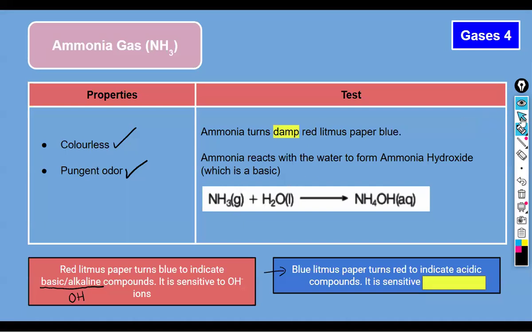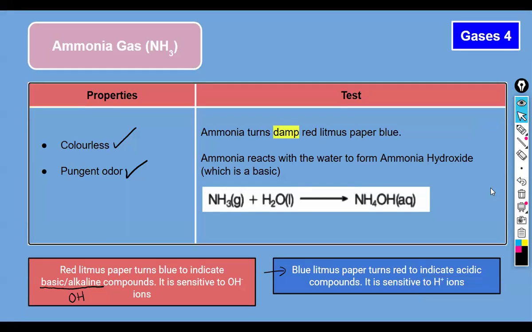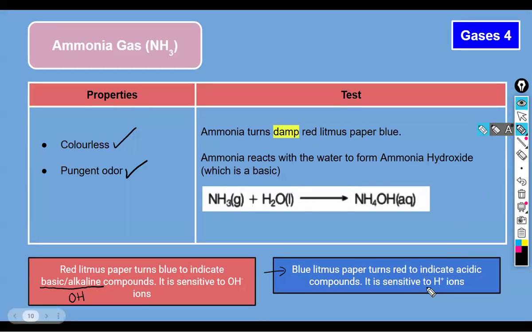Right, and a lot of people remember from last term. It's sensitive to H plus ions. Acids are notorious for having H plus ions in them. For example, hydrochloric acid. The hydrogen is positive and the chlorine is negative, right? I know this is basic Form 3 chemistry, but I still need to remind you because it comes to CSEC.